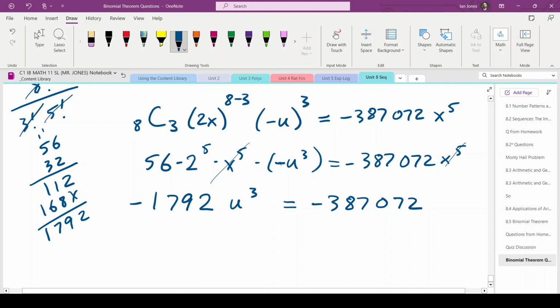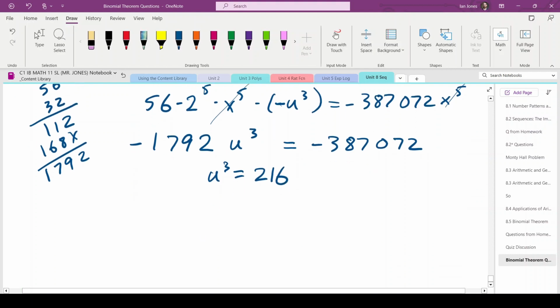All right, so we're solving for u, so I'm going to pull up a calculator here. 387,072 divided by 1,792. I get 216. That looks much better. u cubed equals 216. And now I'll cube root both sides.